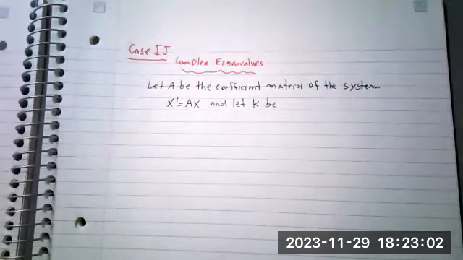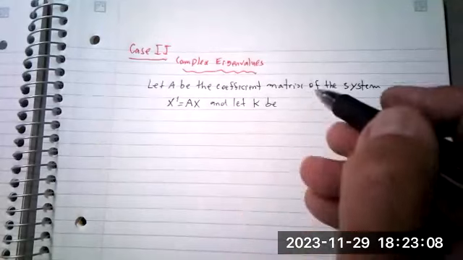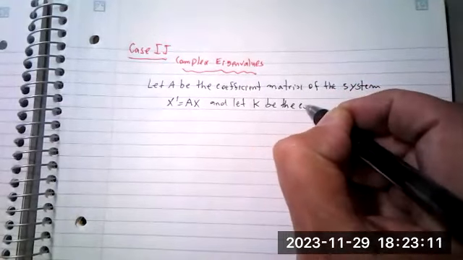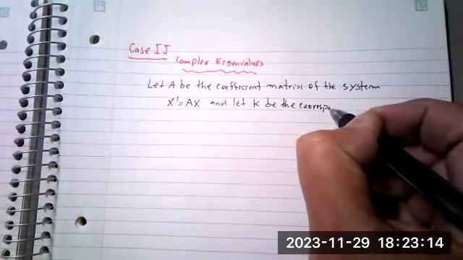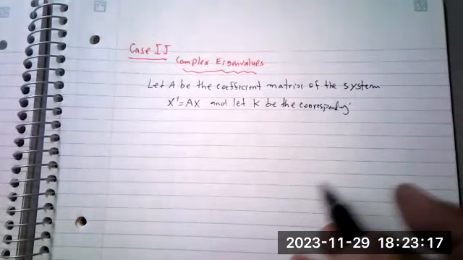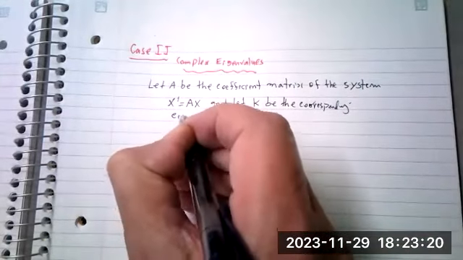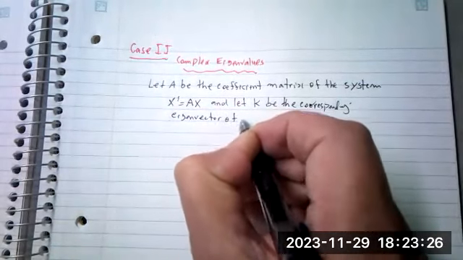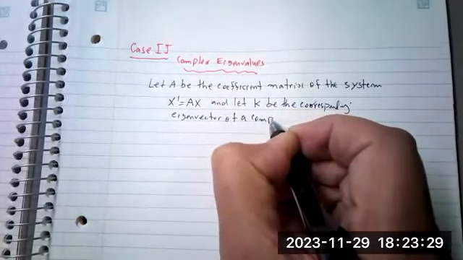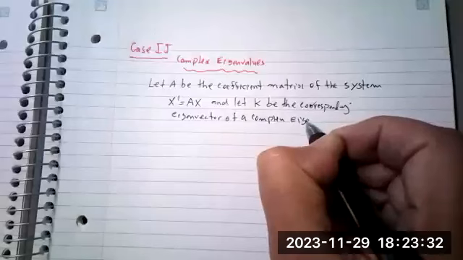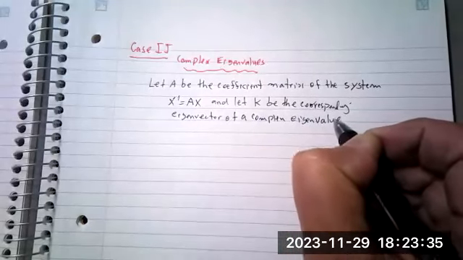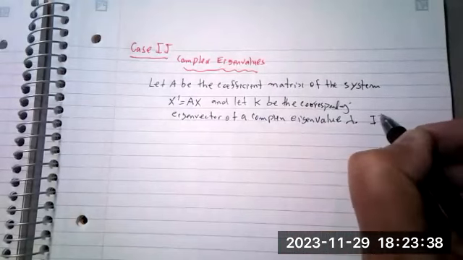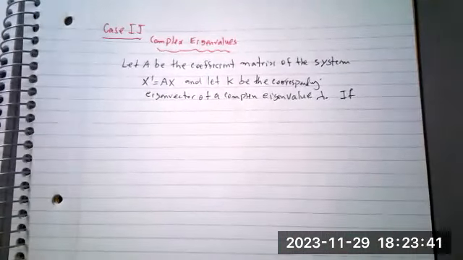So for the complex values, for each eigenvalue, you have to find the corresponding K, and then you write the solution. Okay, let K be the corresponding eigenvector of a complex eigenvalue lambda. Now I'd like you to see how we're going to arrive at the formula. There is something that you can memorize, or you can do it as is.